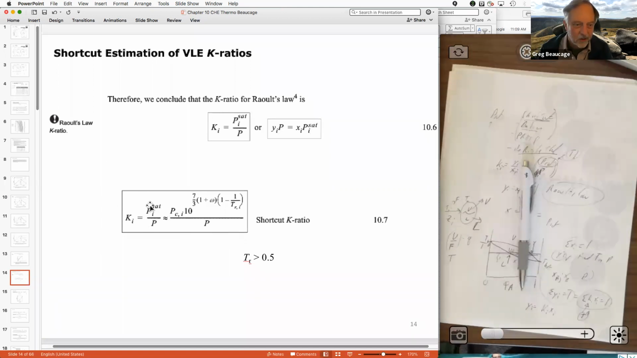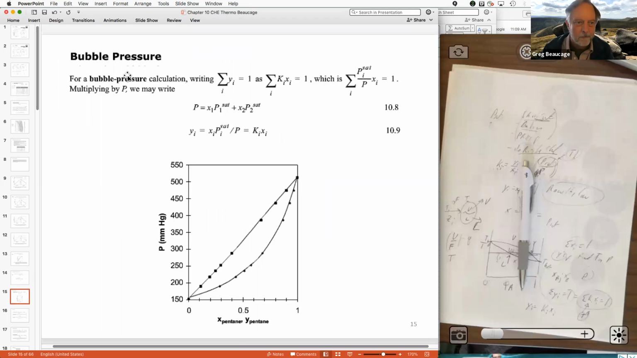So this is a single component saturated pressure. I already kind of went through this.